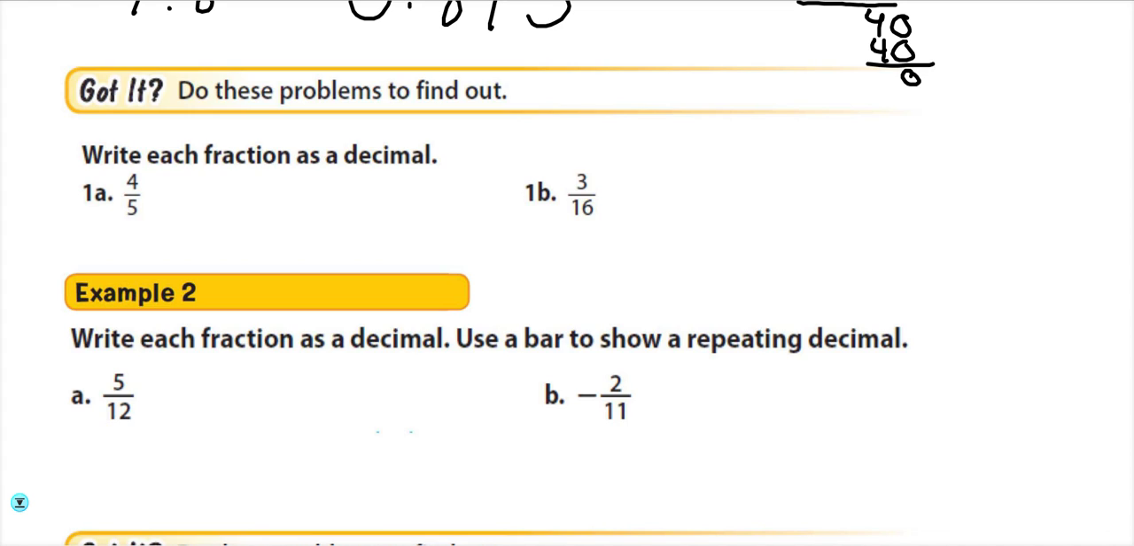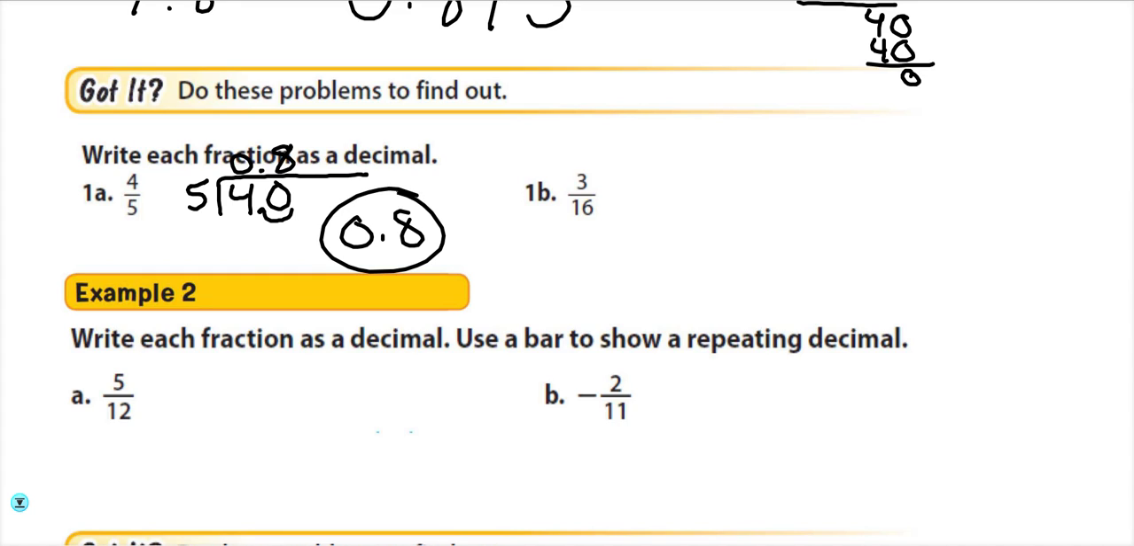All right, let's take a look. So for this one, we have 4 divided by 5. So it'll be 4 on the inside, 5 on the outside. So 5 goes into 40, 8 times. So the answer is 0.8. That one was easy.